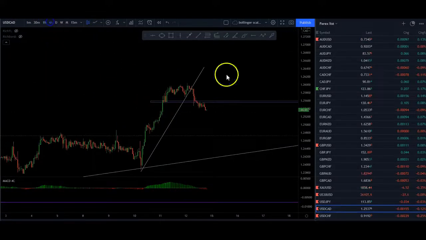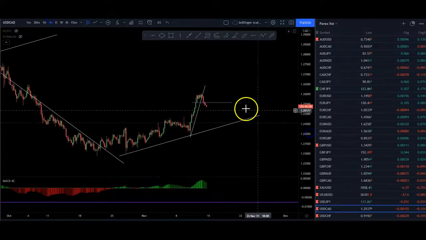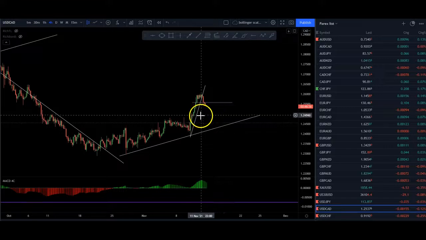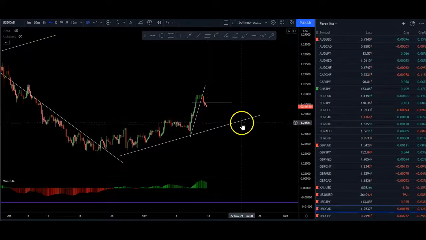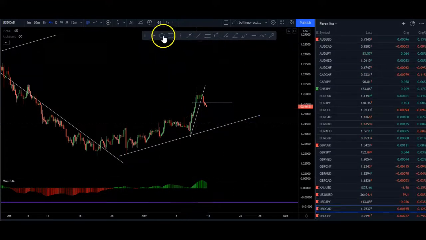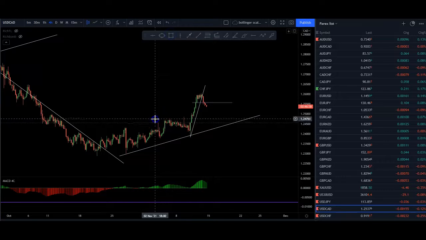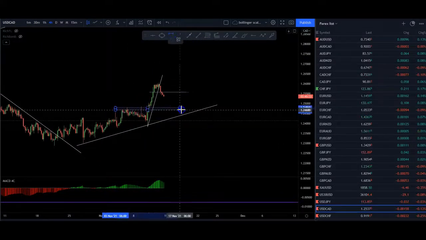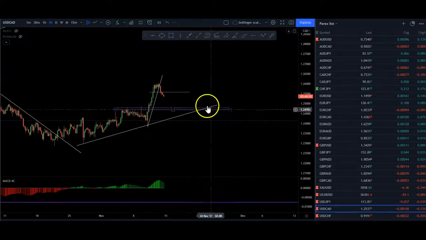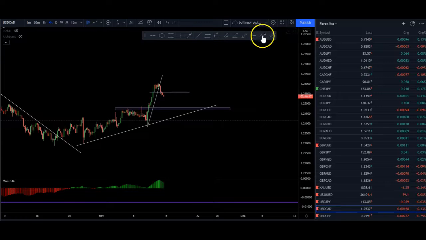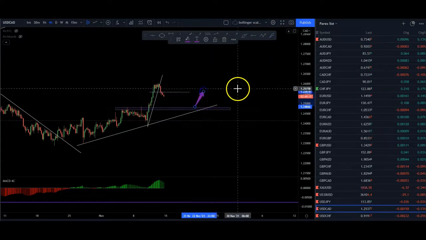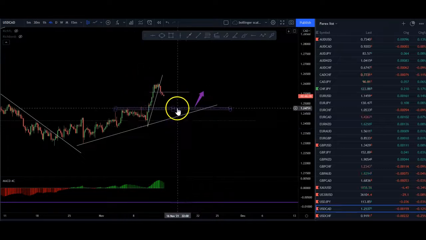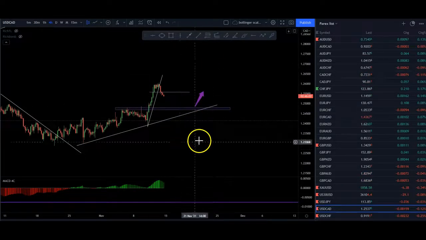So I will definitely wait in the 4 hour to see if it's going to come to this area or to a trend line in this area right here, and then look for buys in this area over here. Let's see. If the market comes and retests and it reacts, definitely look for buys right there.